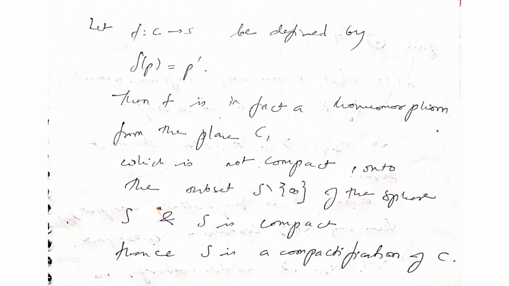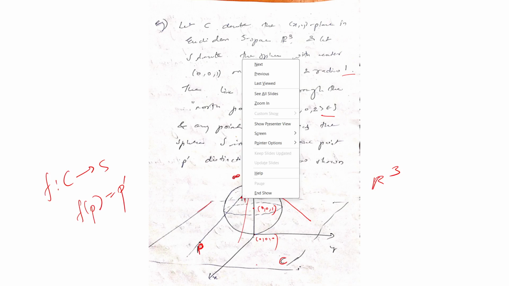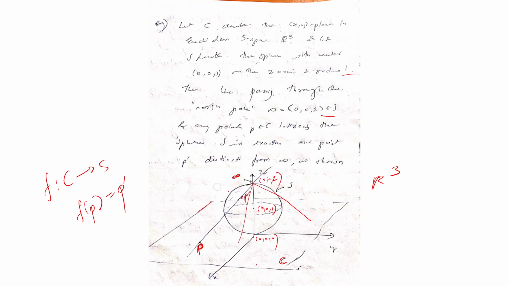Let f from C to S be defined by f of P equal to P dash. Then f is in fact a homeomorphism from the plane C. Ma'am, every point belonging to the complex plane, this plane, is mapped to P dash, 0, 0, 2? No, no, no. Every point on this plane C is mapped to P dash. We are not talking about 0, 0, 2. We are taking a line from 0, 0, 2 and it will cut somewhere at P dash on the sphere, and then it will cut somewhere on C, that is P.